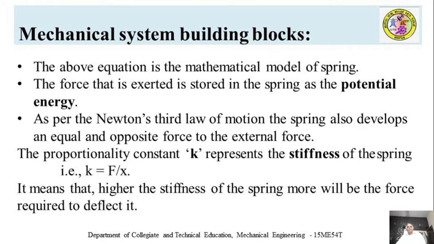The proportionality constant K that represents stiffness of the spring, K is equal to F by X. So it means higher the stiffness of the spring, more will be the force required to deflect it. So more the stiffness of the spring, more force is required to deform it or compress it or stretch it.